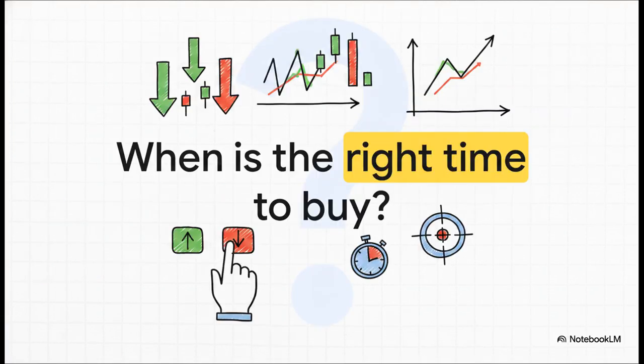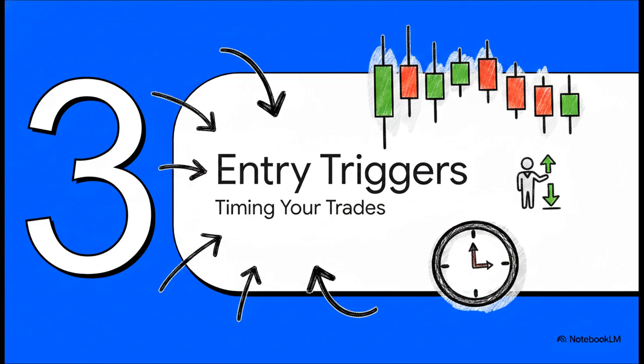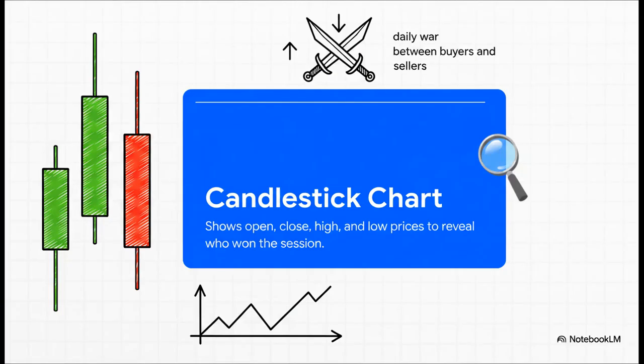Right, so at this point, we know the what from our market structure, and we definitely know the where from our area of value. But pulling the trigger still requires exact precision. How do we determine the exact moment to click that buy or sell button? Let's get into step 3, entry triggers.